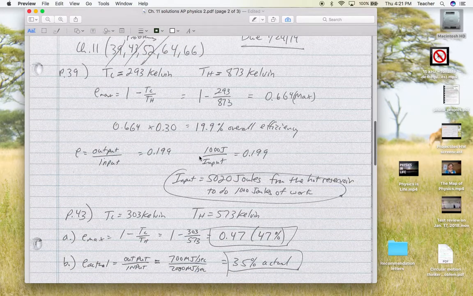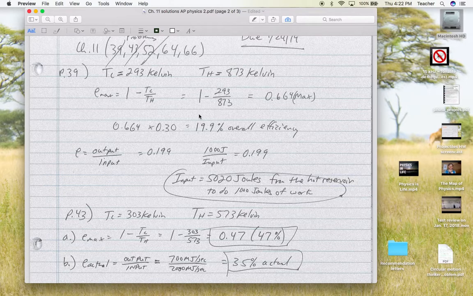P34 was a little sneaky. I think most people rounded this to 20% and 5,000 joules. So basically, you have to realize that your hot and cold temperatures need to be converted to Kelvin. You can find your maximum efficiency using this. And so that was about 66.4%.